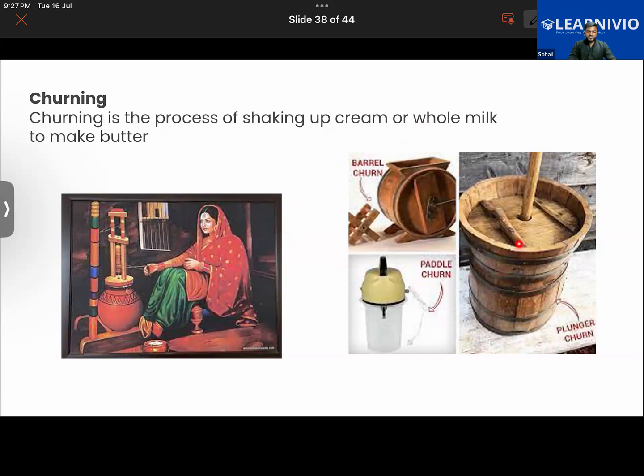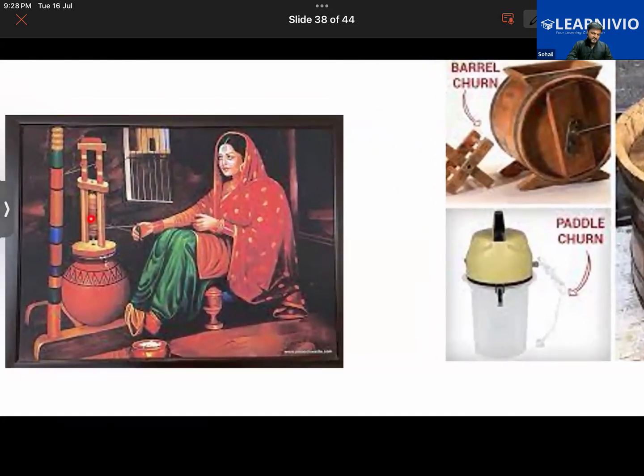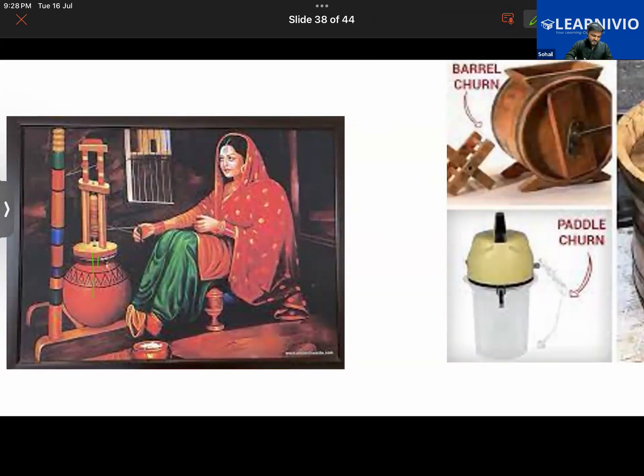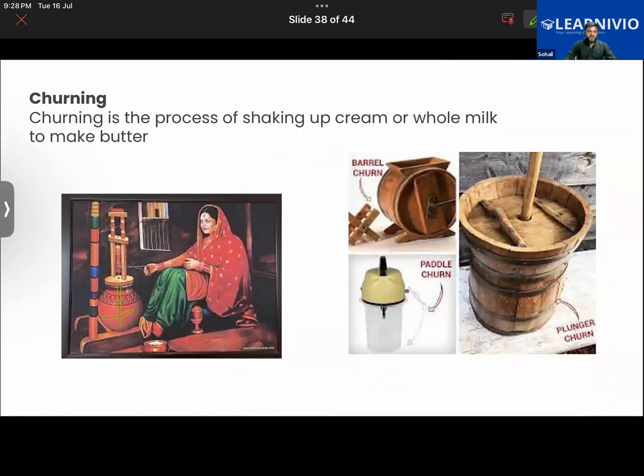In the setup that you see over here, first of all, milk will be put into this, and this wood would be rotated, like the one that you can see in this first image. The woman is pulling some strings, and while pulling the strings, she is making this wooden structure rotate. Inside, the wooden structure would be kind of like this. So here it would be mixing the milk. This mixing or shaking of the milk is the churning process.